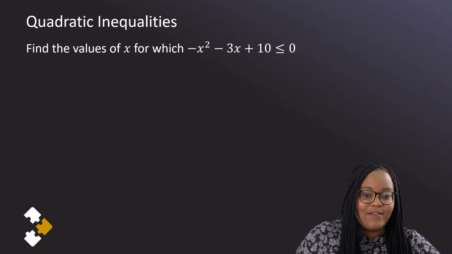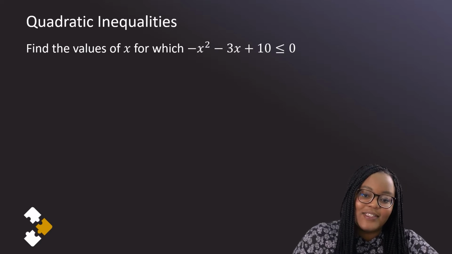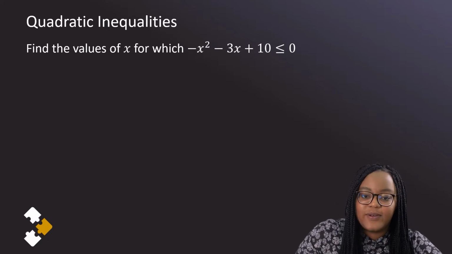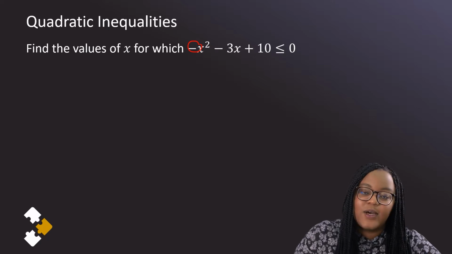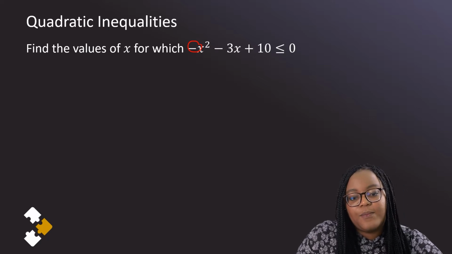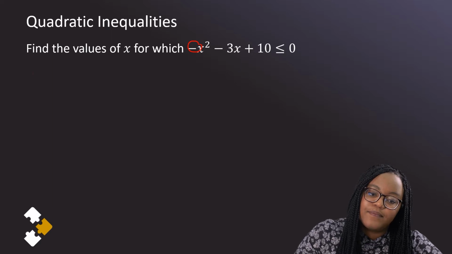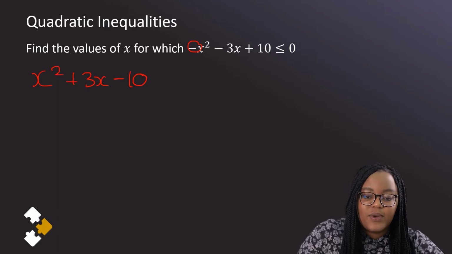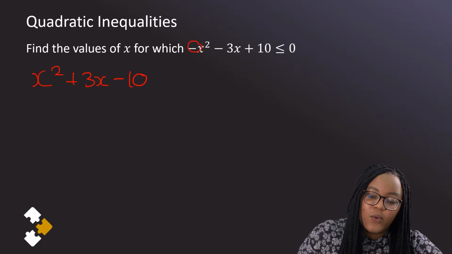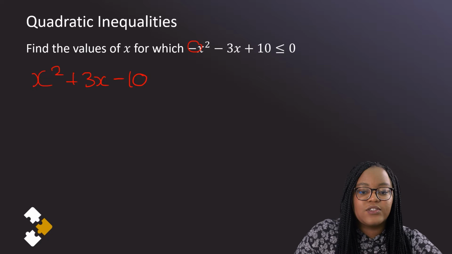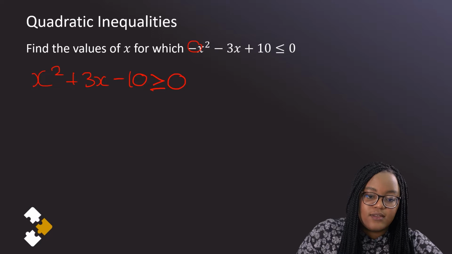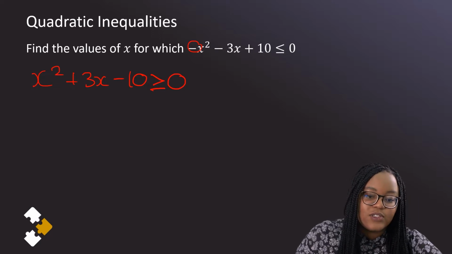As you can see here, we have the inequality negative x squared minus 3x plus 10 is less than or equal to 0. My first step here is going to be to get rid of this negative x squared, so I can go ahead and factorize this trinomial. What I'm going to do is divide through by negative 1, and that gives me x squared plus 3x minus 10. We know that when we divide an inequality by a negative, we have to change the sign, so the end result is that this is greater than or equal to 0. Okay, let's go ahead and resolve this inequality.